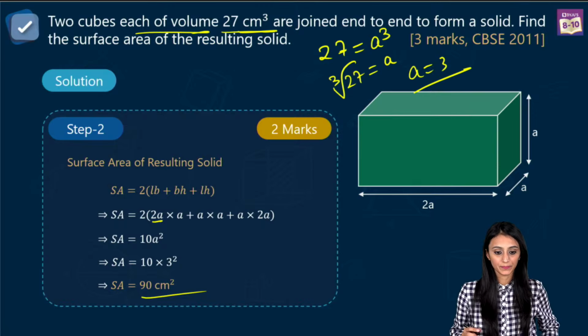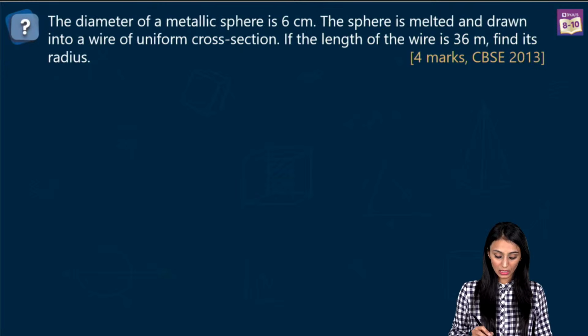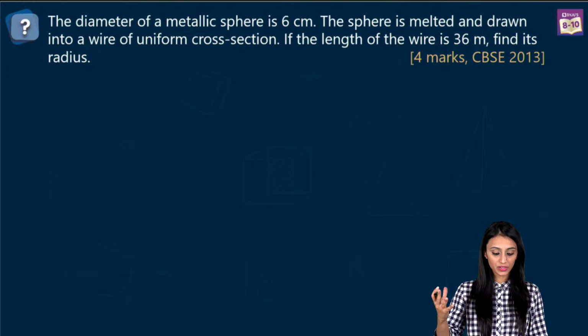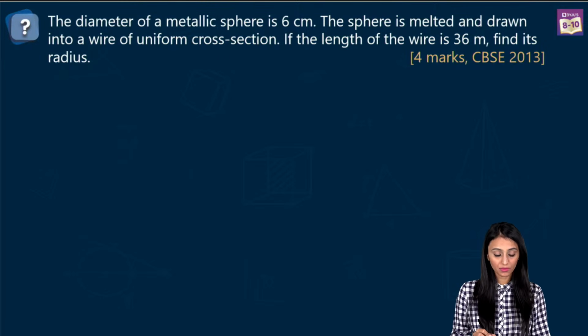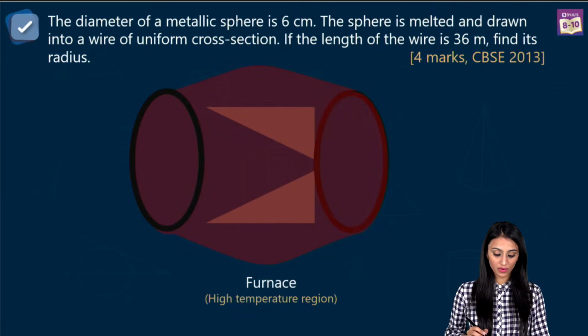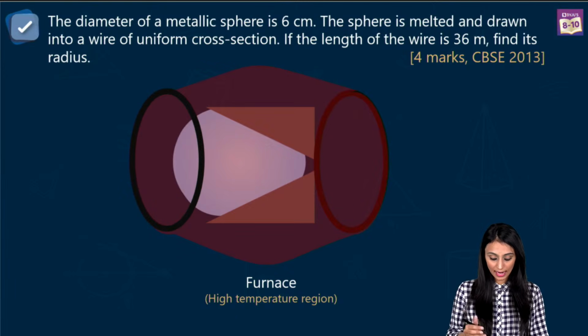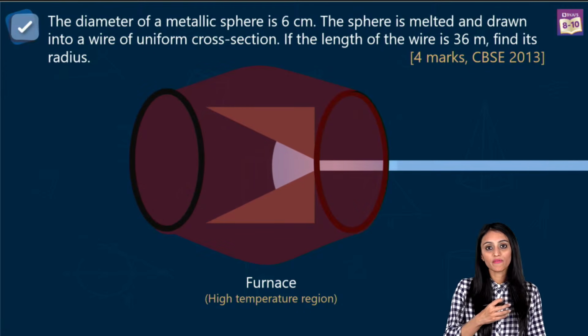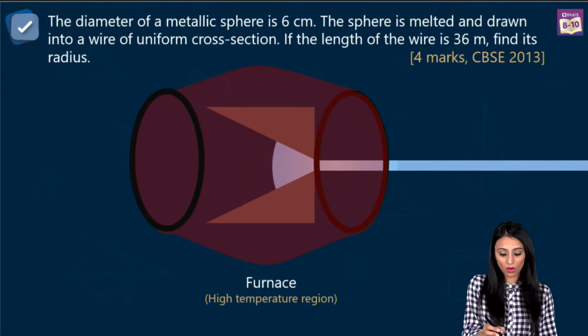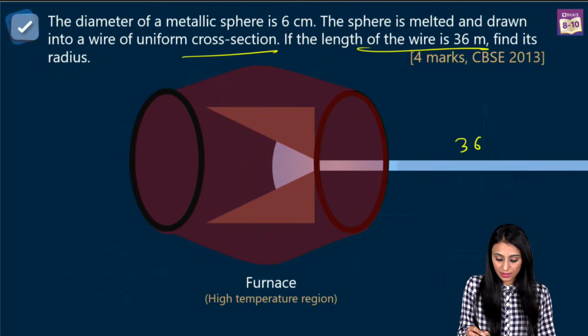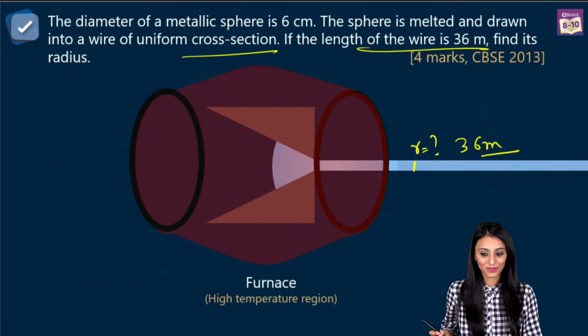Okay. Let's take a look at the next one. So the metallic sphere is here. It is melted and drawn into a uniform cross-section wire. Length of the wire is given. Find its radius. So here we have this furnace. You can see a high temperature region would be there, right? Now, let's put this sphere inside it. Obviously, it will get melted. Once it is melted, it is drawn into a wire with a uniform cross section. We have the length of the wire, that's 36 meter, but we do not know what the radius is, right?